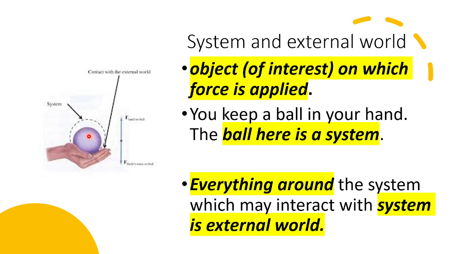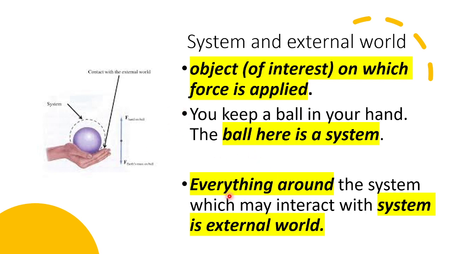If we consider the hand, the hand can be a system because the ball has a force on the hand. Ball's weight is a force and that weight is on the hand. So the hand can be a system. As I said, it depends on the interest, which object you are considering. If I consider this ball, the ball will be a system. If I consider this hand or the palm, this will be the system.